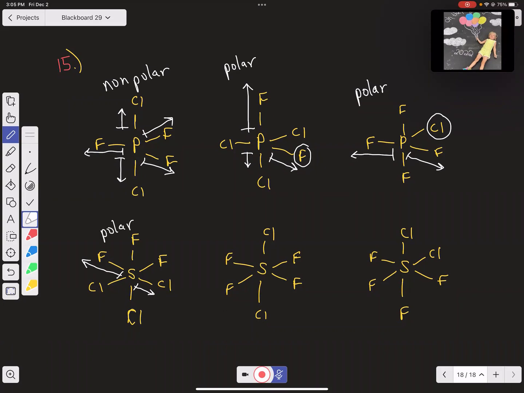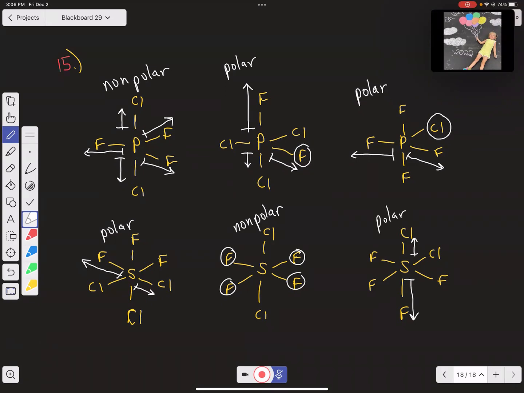This molecule is polar. In our octahedral arrangement here, we notice all 4 fluorines are 180 degrees apart, so they cancel each other out. The chlorines are 180 degrees apart. They cancel each other out. So that's non-polar. And then the last example, we see the same mismatch of chlorine versus fluorine, where again, fluorine is more electronegative. So it's going to have a stronger pull of electron density away from that chlorine. So that would make that molecule polar as well.